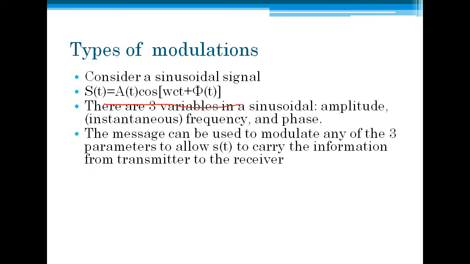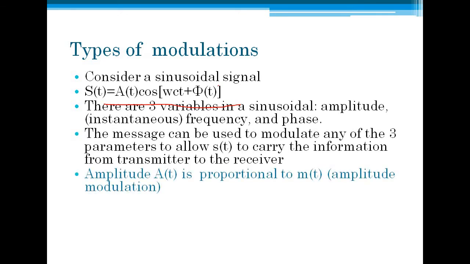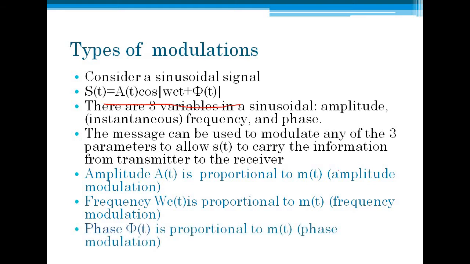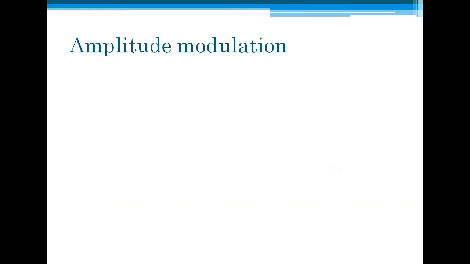If we change the amplitude of the carrier signal in proportion with the message signal, it is called amplitude modulation. If we change the frequency of the carrier signal in accordance with the modulating signal, it is called frequency modulation. And if we change the phase in proportion to m(t), the modulating signal, it is called phase modulation. So we have three categories of modulation: amplitude, frequency and phase modulation. In today's session we are going to discuss only amplitude modulation.